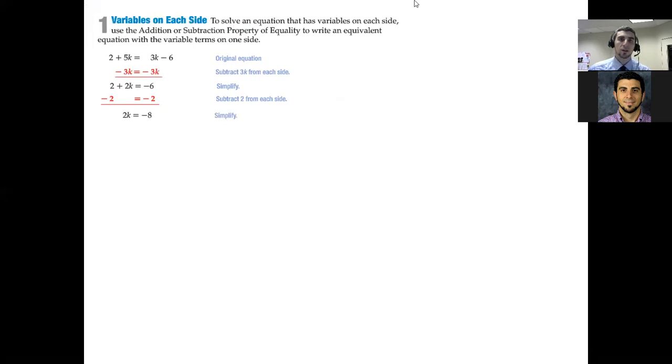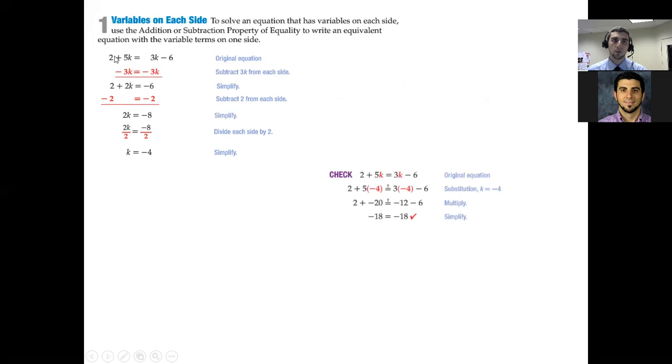All right, so you got 2k equals negative 8. Since it's 2 times k equals negative 8, you have to divide both sides by 2 to get k by itself, and k equals negative 4. All right, and we always want to check our answer in the original equation.